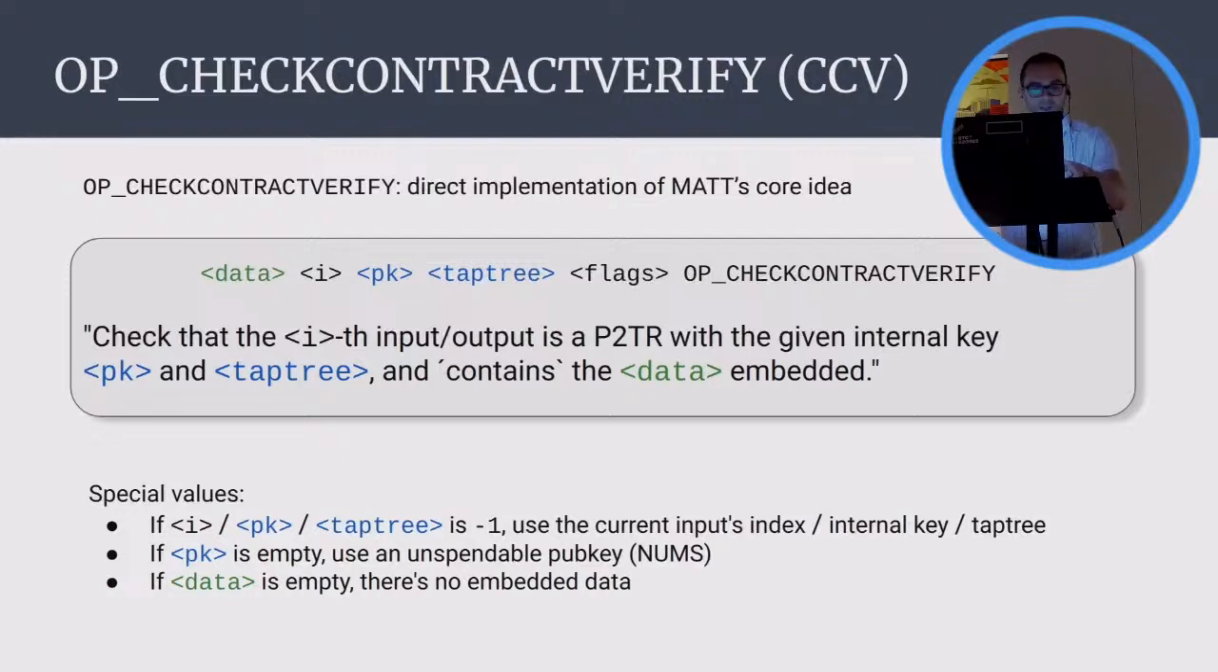Or if the public key is empty, as an optimization, it uses an unspendable public key, which is useful in some cases. And if you don't have any data, then it means there is no embedded data, that's fine.